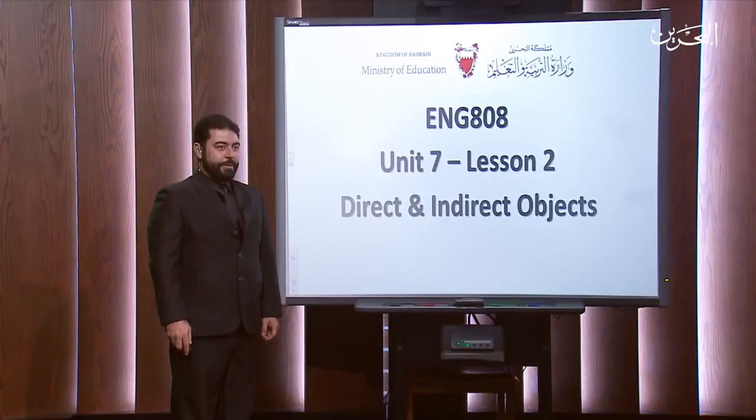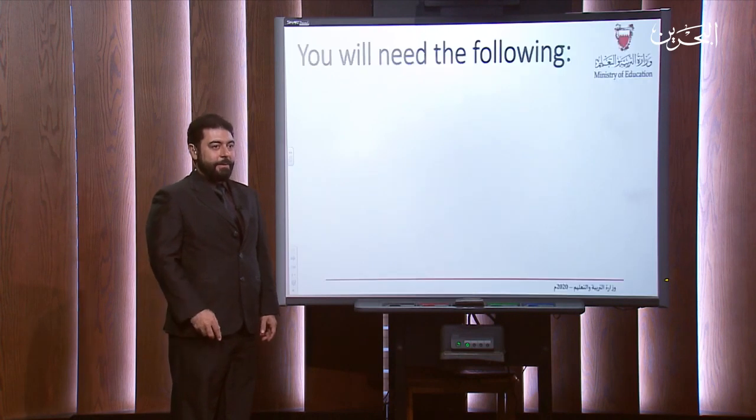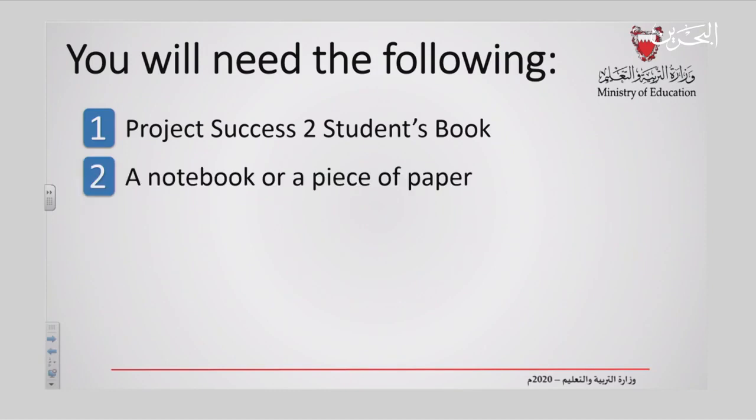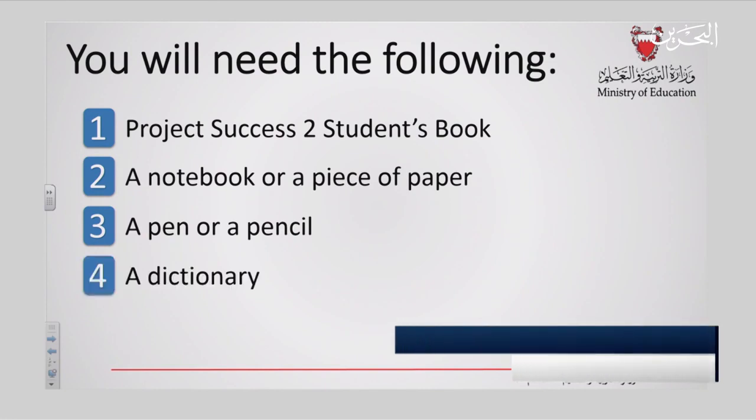This lesson is for English 808 for technical and vocational schools. It is Unit 7, Lesson 2, Direct and Indirect Objects. In order for you to do the lesson well, you need the following. Number 1, Project Success 2 student's book. Number 2, a notebook or a piece of paper. Number 3, a pen or a pencil. Number 4, a dictionary.